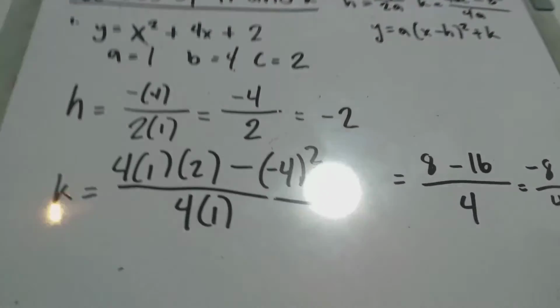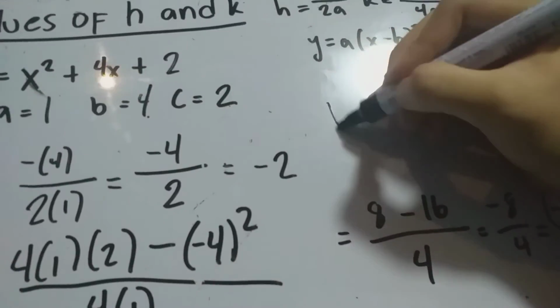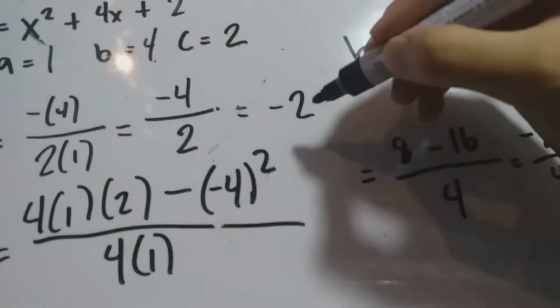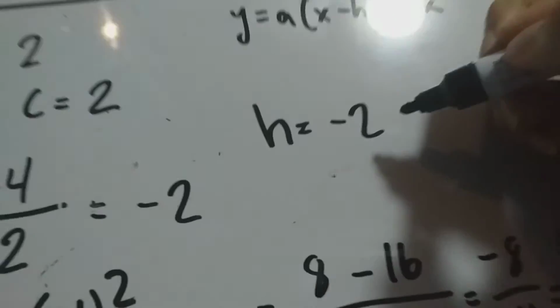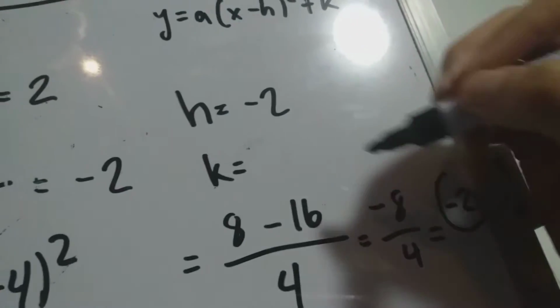So both of your values of h and k are negative 2. I'm going to write it here. h is equal to negative 2. k is equal to negative 2 as well.